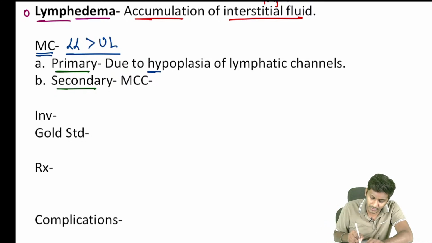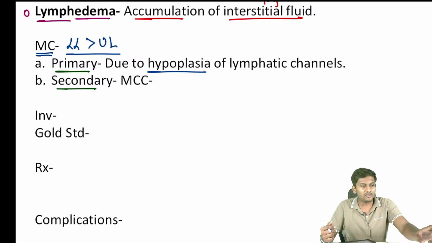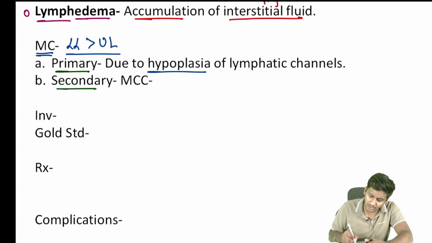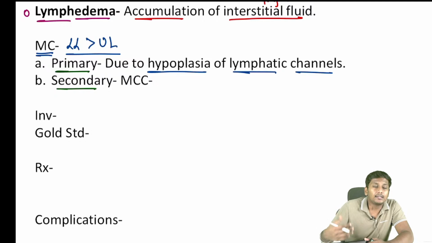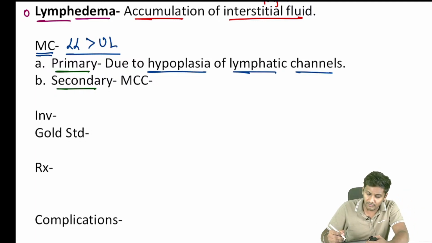So due to hypoplasia, what is hypoplasia? Underdevelopment. Hypo means under, plasia means development. So hypoplasia or underdevelopment of the lymphatic channels. Due to hypoplasia of the lymphatic channels, there is collection of lymph at a specific site only, and that is what is causing a primary lymphedema.